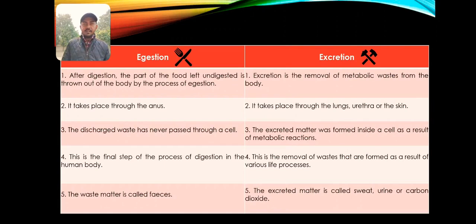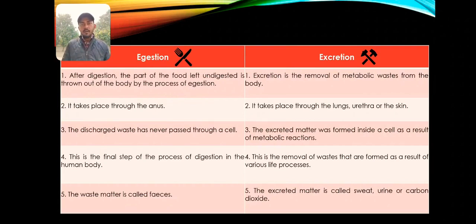After digestion, the part of the food left undigested is thrown out of the body by the process of egestion. So simple. The food which is left over, some kind of fibers or other things which we can't digest or don't need, we do ingest them. So this is egestion. It takes place through the anus. There is an opening at the end of the alimentary canal which we call the anus, and that anus is used for egestion.